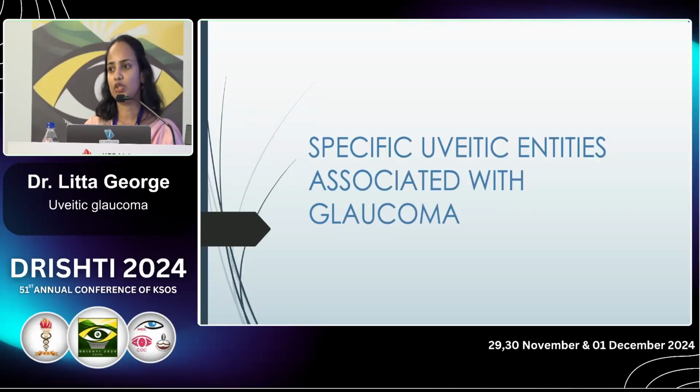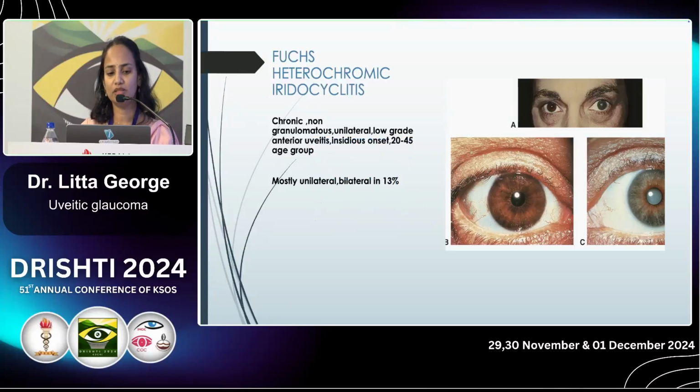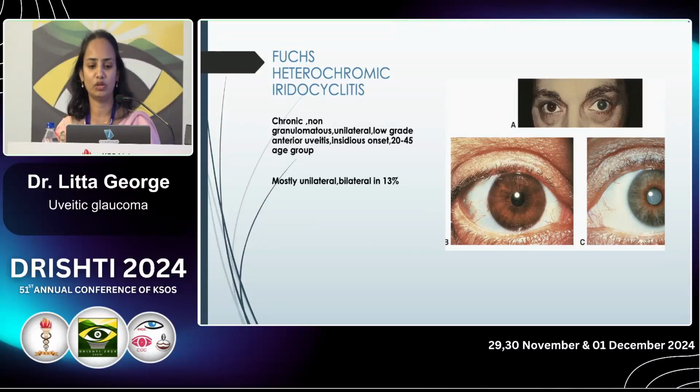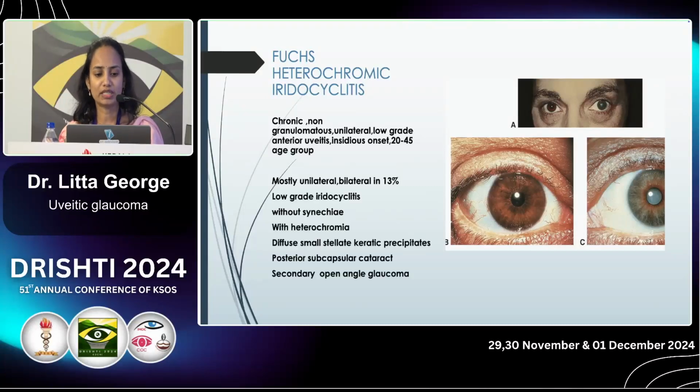Now coming to specific uveitic entities which are associated with glaucoma, first you have Fuchs' heterochromic iridocyclitis. It is a chronic, non-granulomatous, unilateral uveitis of insidious onset. The patient usually belongs to the age group of 20 to 45. It's unilateral but can be bilateral in 13%. You don't get the typical presentation of uveitis in Fuchs. That is, the patient doesn't come with pain, redness or photophobia. Usually the patient comes with blurring of vision because of a posterior subcapsular cataract, or with complaints of floaters because of vitreous cells. You get a low-grade iridocyclitis without synechiae formation.